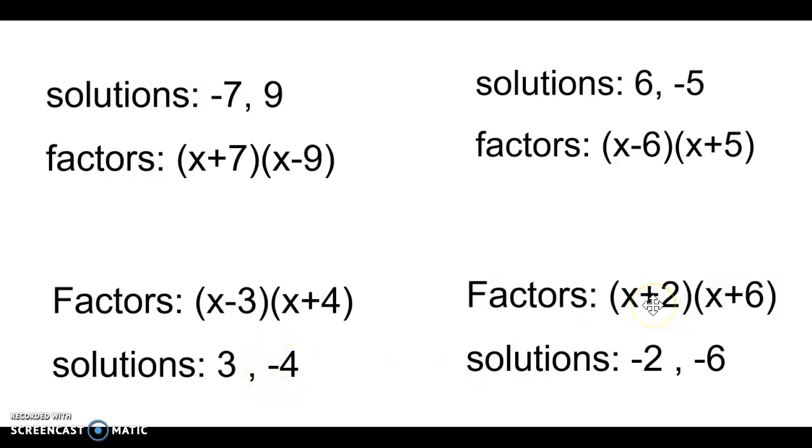Over here, I've got x plus 2, x minus 6, so this positive 2 as my factor means I had a -2 solution. This positive 6 as part of my factor means I have a -6 as one of my solutions.